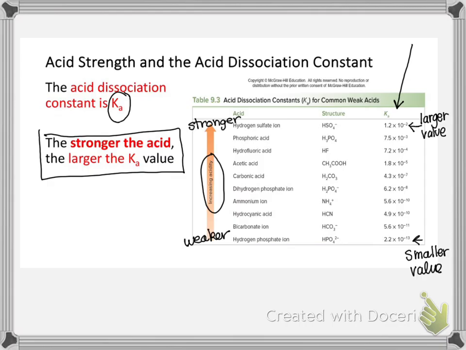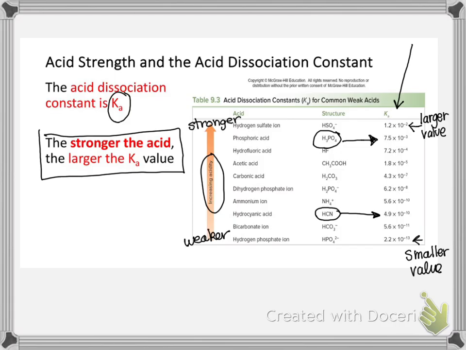So this number lets us know that, for example, phosphoric acid, based on its Ka value, its dissociation constant, is stronger than hydrocyanic acid down here. So even though they're both weak acids, one of them is actually a stronger weak acid. So the Ka value, we don't memorize it, but we just need to know that the larger the Ka value, the stronger the acid would be.